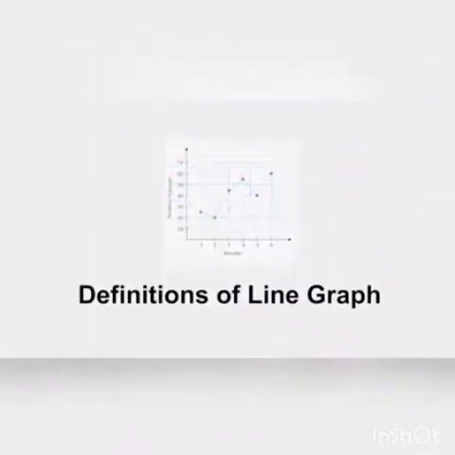The line chart comprises two axes known as the x-axis and the y-axis. First, the horizontal axis is known as the x-axis. Second, the vertical axis is known as the y-axis. Third, a line graph represents how data has changed over time.